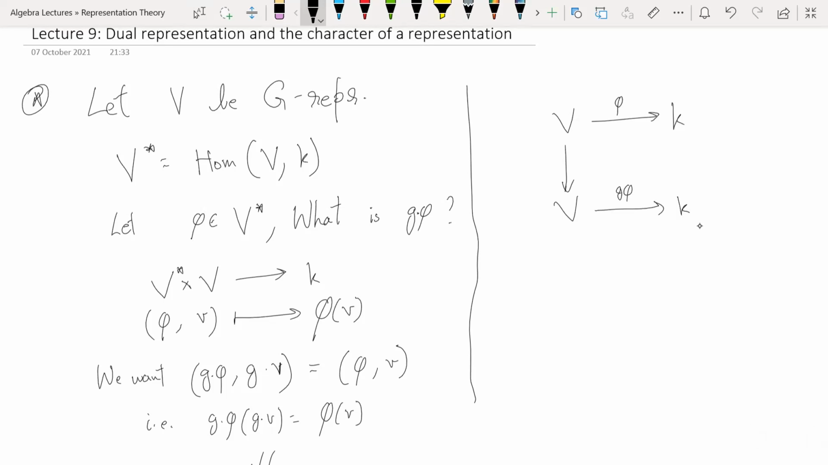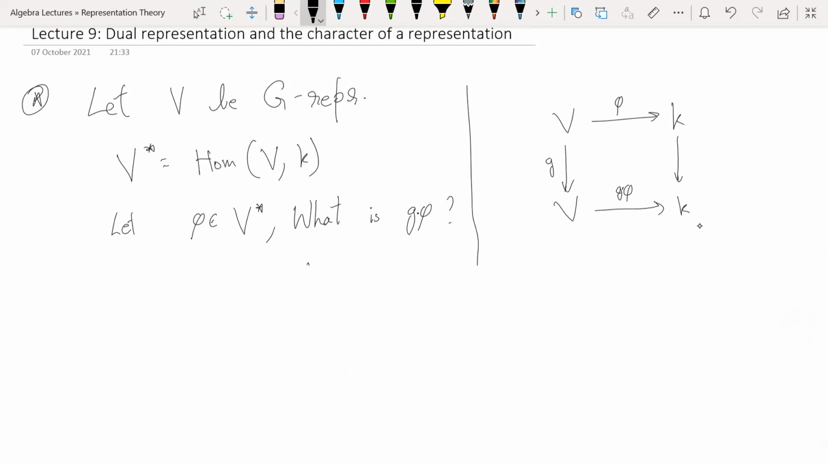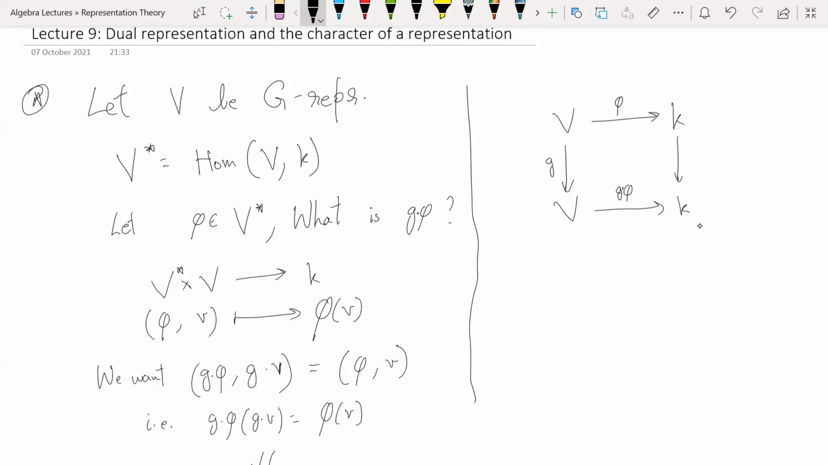So when you act on V, you will get G phi, and of course that will map to K. So V to V, there is a map using G. For each group element, you will get a map from V to V, which is rho G. Since there is no action on K given, you think of K as a trivial representation, so G acts trivially on K. You want this diagram to commute, so you go this way or you go this way, and it shouldn't matter.